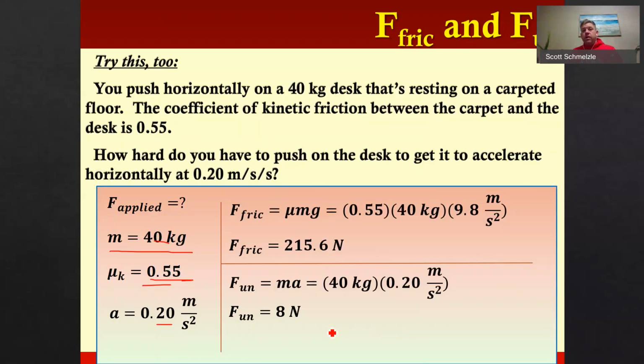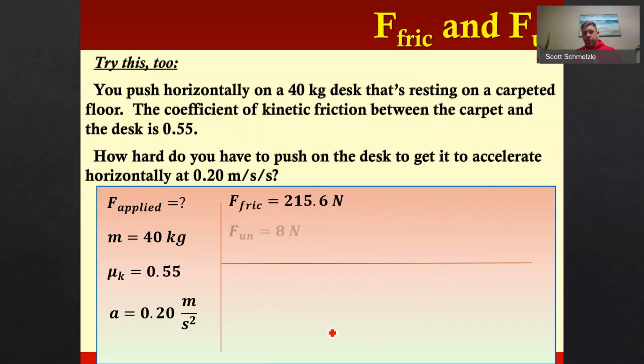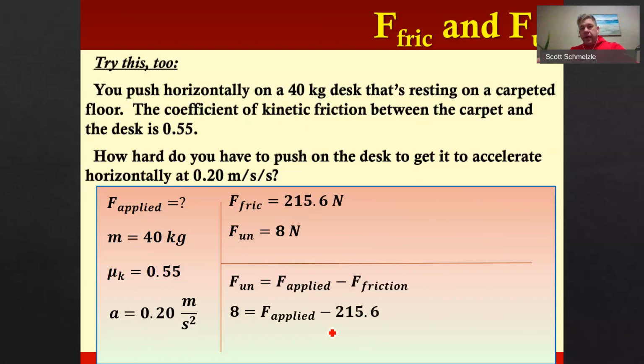Now, what we have to do, remember, is use both of those, because the force of friction is how much force we need just to get it started. The F net is how much force we need to accelerate it. So separately, those are nice, but for us, we need them both together. So we look at this. Our F net equals our applied force minus our force of friction. So 8 newtons is our F net, 215.6 is our friction. So we add those two together, and our applied force here needs to be 223.6 newtons. Those two together will get us to start this moving and then accelerate it and keep it going.